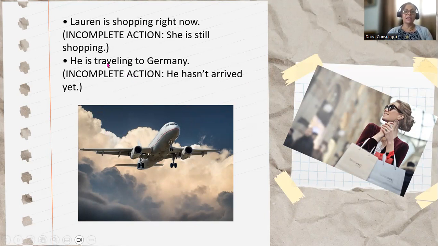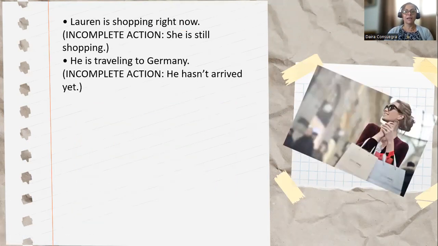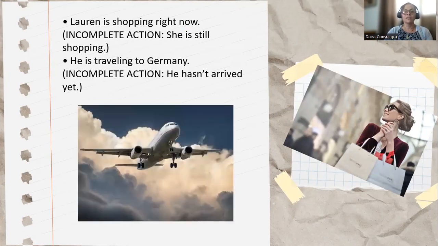This is in the present progressive because we are using the present tense of the verb to be, and the verb is adding the ing. Here we see again, okay, Lauren is shopping right now, and the other one, you imagine the picture? Yes, of course, he's traveling to Germany.